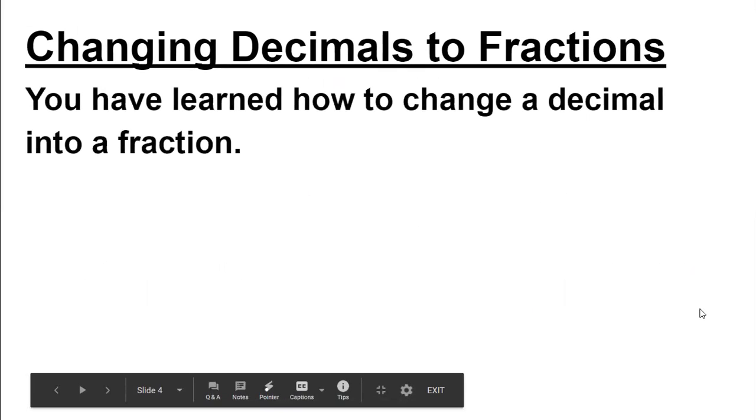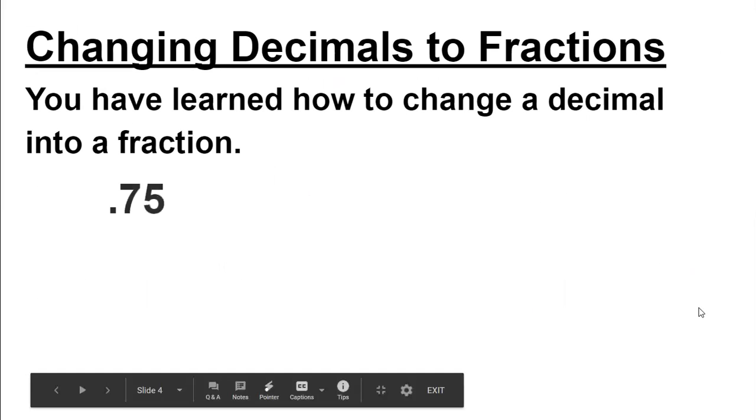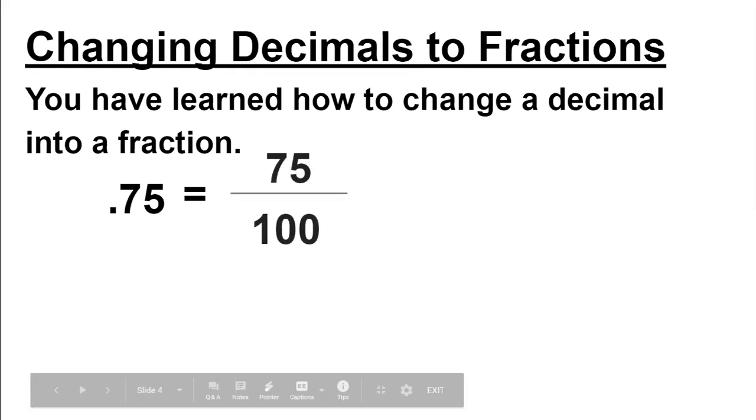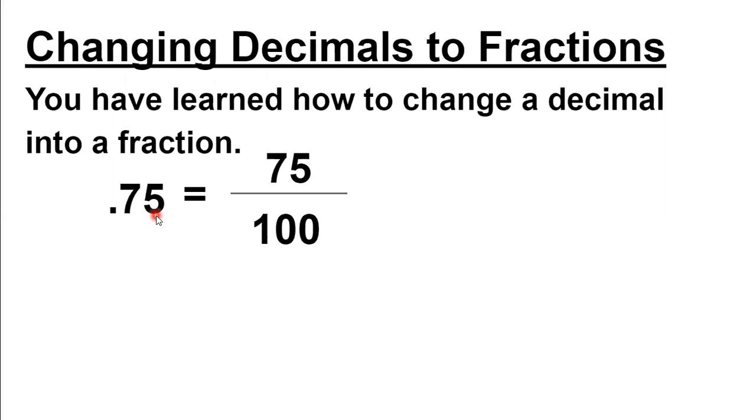So you have learned how to change a decimal into a fraction in the last lesson. So 0.75 is equal to 75/100. If you were to write 0.75 as a fraction, you would write 75/100. That's how you read this word, 75 hundredths.